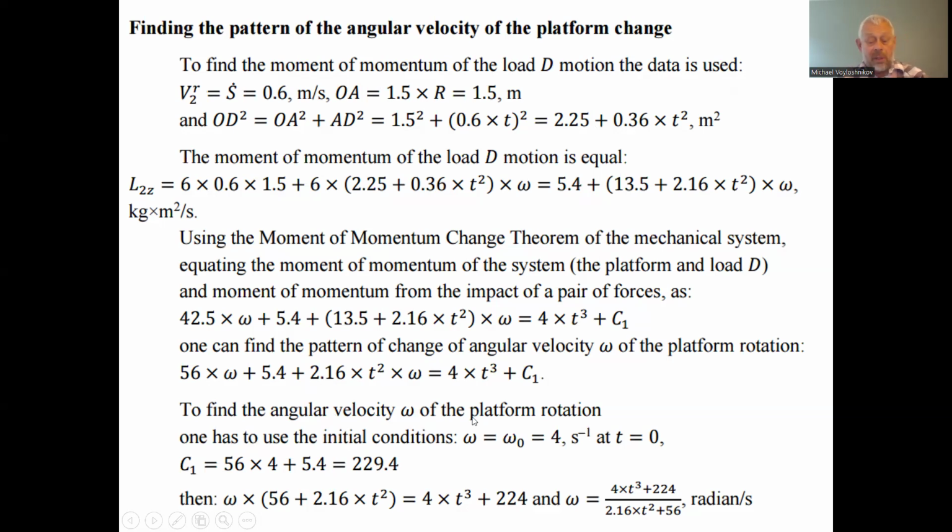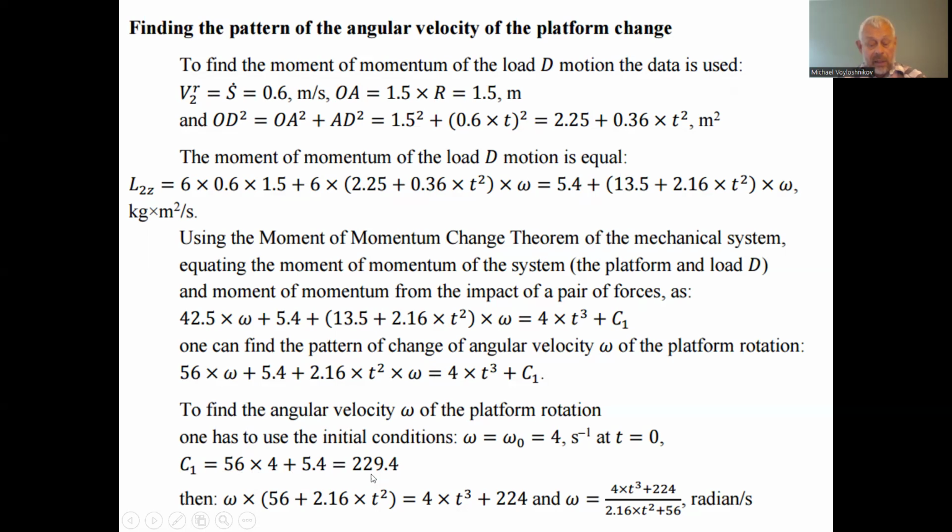To find the angular velocity of the platform, we have to find this constant c. We substitute here, instead of velocity, the assigned initial velocity; we have initial angular velocity 4 radians per second. This is assigned originally. And we have substituted this for time equal to 0. Instead of t, we can substitute 0, only c1 we have, and c we have together within two summands. 56 by 4, and this 56 by 4, initial angular velocity plus 5.4, this is 0. When t is 0, this is 0, equal to c1.